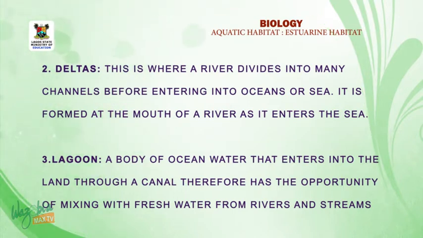Number 3, lagoon. A body of ocean water that enters into the land through a canal, therefore has the opportunity of mixing with fresh water. That is called lagoon. When you have a big body of water that has the opportunity to mix with fresh water, then we call it lagoon.